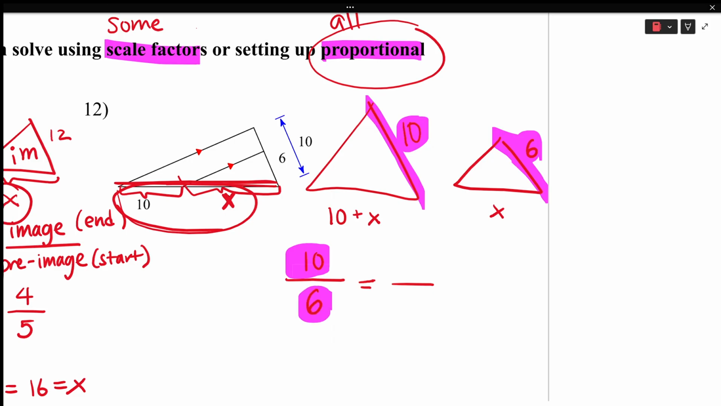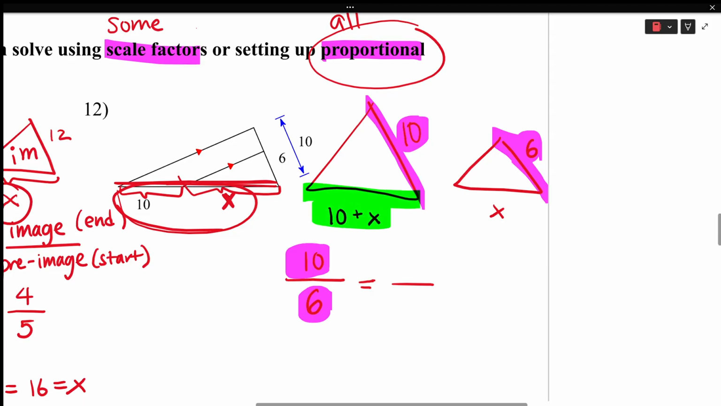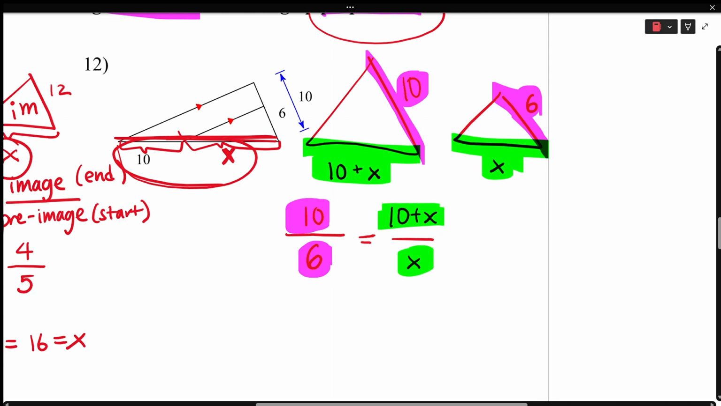I started with 10. So on the other fraction, I'm going to start with the other side, 10 plus x. And that matches with x. So I want to make sure I put them together on the same fraction. Okay? This is how you set up a proportional relationship.